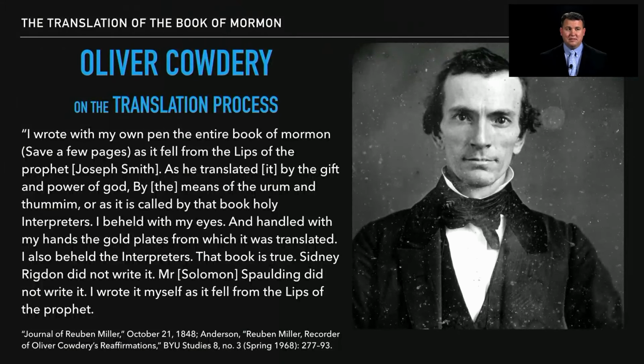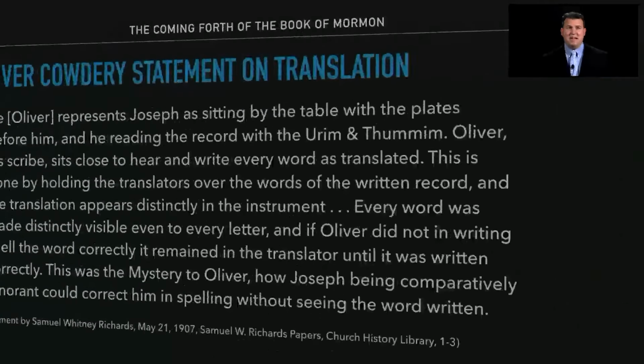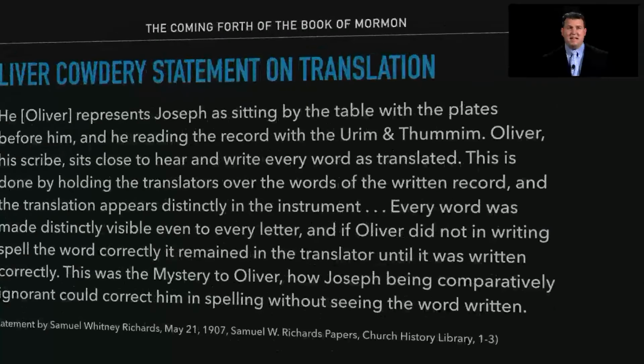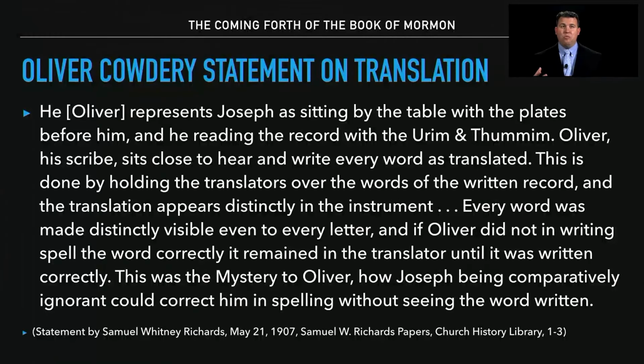Now, other people sat down and talked with Oliver Cowdery while he was still alive about Book of Mormon translation. But we're more careful with some of these accounts because they come a little bit later on. For instance, this is from a man named Samuel Whitney Richards, who spoke with Oliver Cowdery at Winter Quarters, but does not write down his experiences until 1907. So because this is a little bit more distant, we're going to be a little bit more cautious with it, but it does seem to line up with what Reuben Miller writes at the same time when he meets Oliver Cowdery in Winter Quarters.